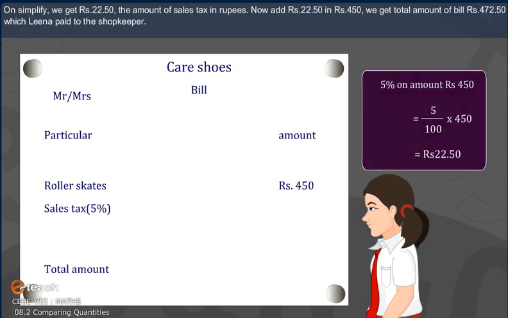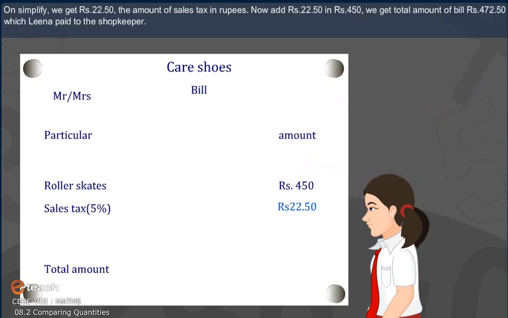On simplifying, we get rupees 22.50, the amount of sales tax in rupees. Now add rupees 22.50 to rupees 450. We get the total amount of the bill, rupees 472.50, which Lena paid to the shopkeeper.